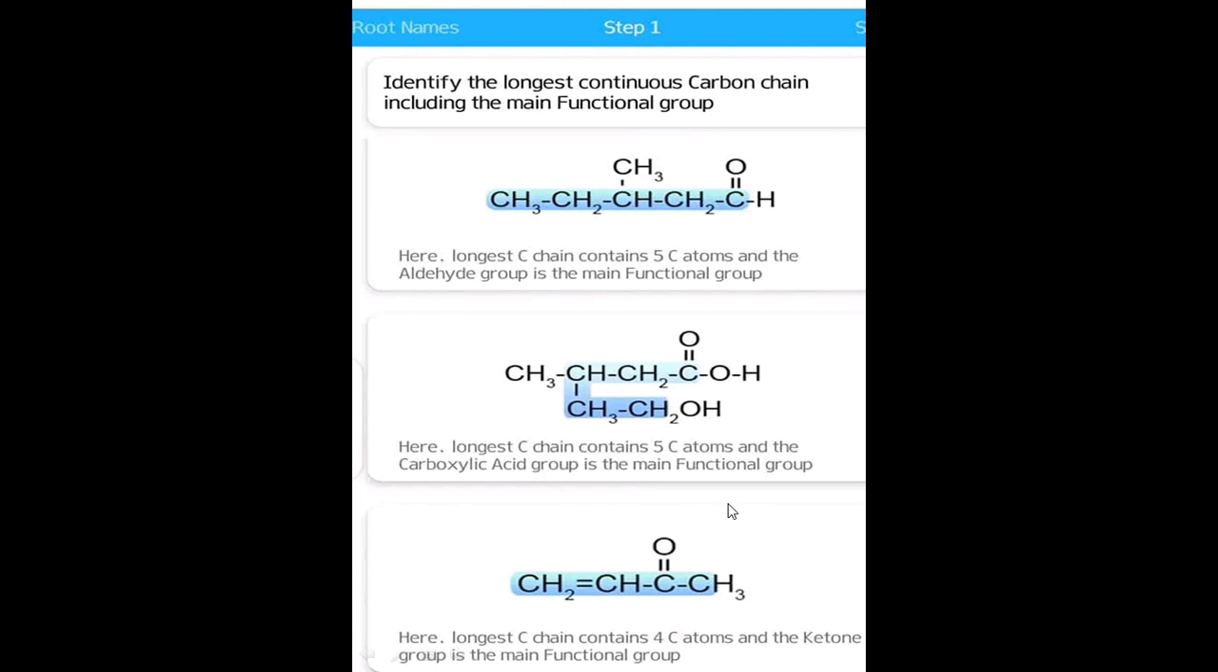In this video, we are going to look at the general underlying principle governing the nomenclature of every organic compound.